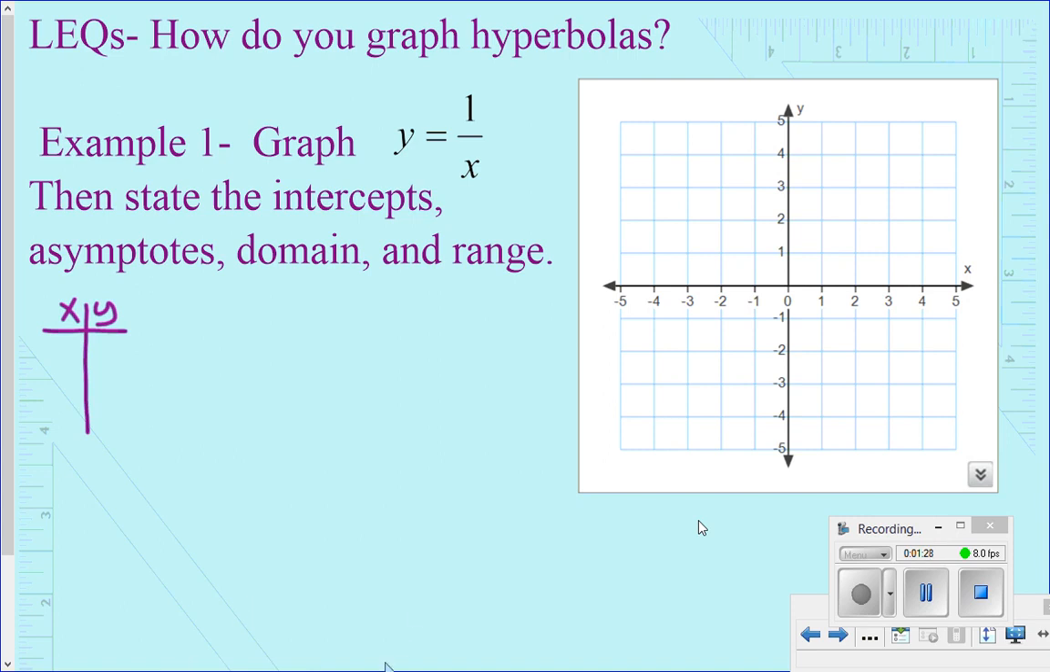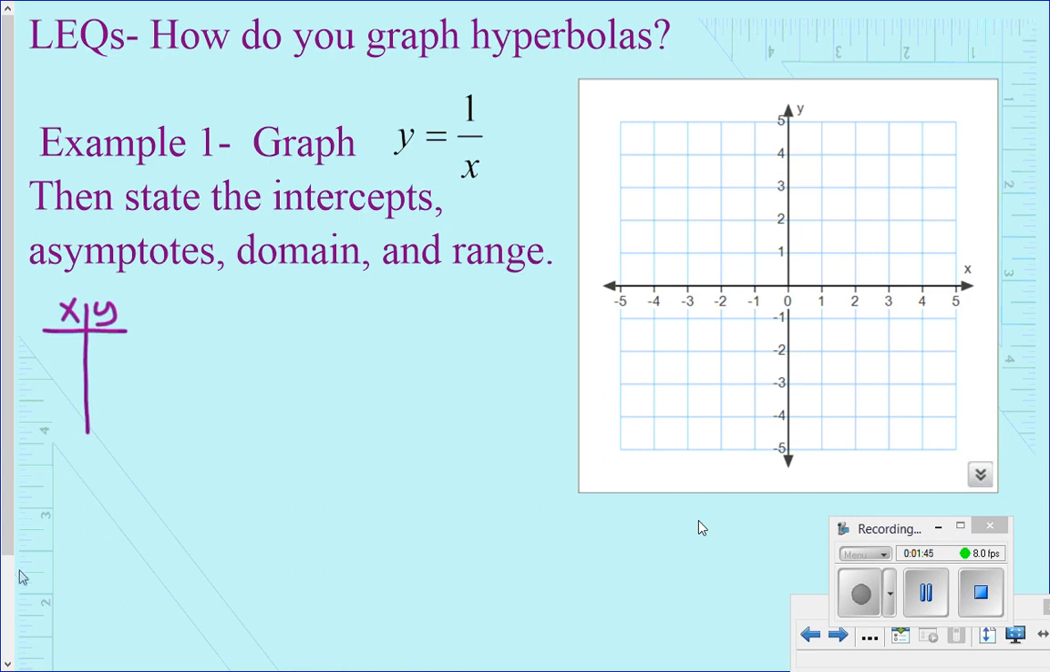Later in the unit, in the next couple of days, we'll look at what type of graph the rational functions are if there's a variable in the numerator. But today we're just going to focus on a number in the numerator and an x or an x plus or minus some number in the denominator, and those are hyperbolas.